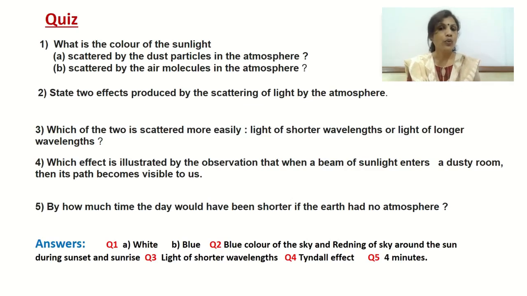Next question, which effect is illustrated by the observation that when a beam of light enters a dusty room, then its path becomes visible to us? You have to write down the name of the phenomenon. Alright children, so coming to the last question, by how much time would the day have been shorter if the earth had no atmosphere? I repeat once again, by how much time would the day have been shorter if the earth had no atmosphere? So please write down your answers.